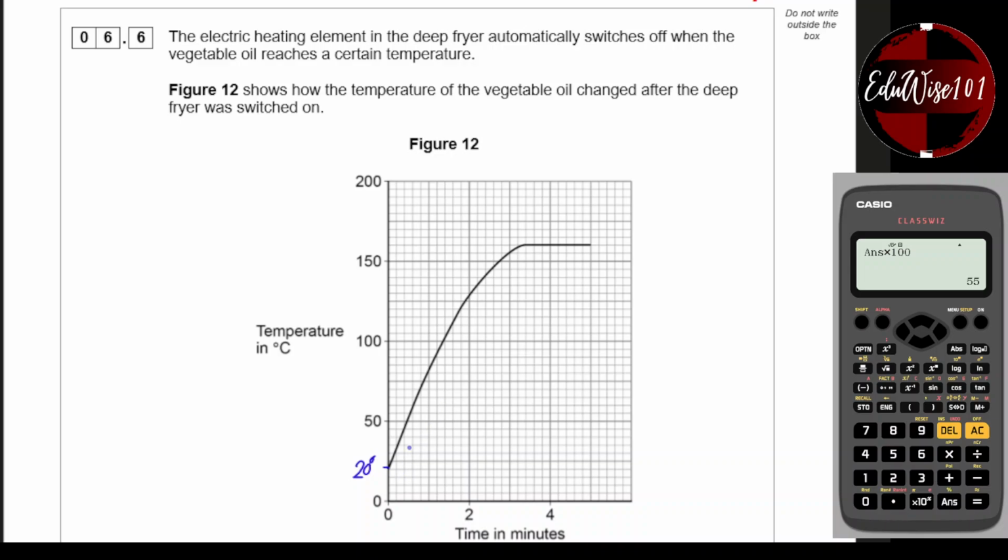And as the time increases, the temperature also increases up to about 160. So that's 160 degrees. And that would be 3 minutes, right? So when it hits about 3.2, 3.3 minutes, the temperature has hit the maximum and it's not heating up anymore.